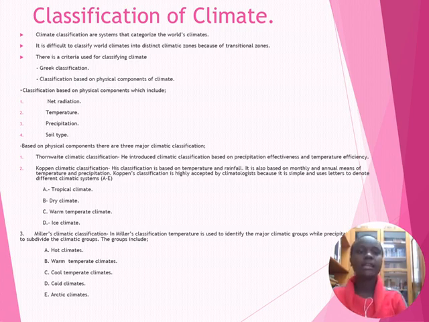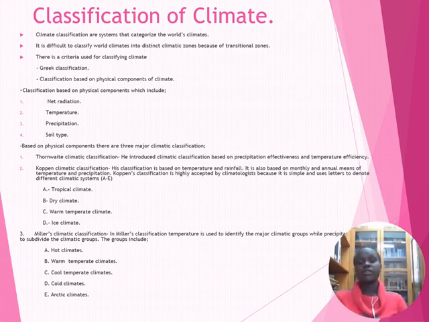There are criteria used for classifying climate. Here I have two criteria. The first one is Köppen classification, and the second one is classification based on physical components. In the Köppen classification, they base on temperature, and then there is classification based on physical components.